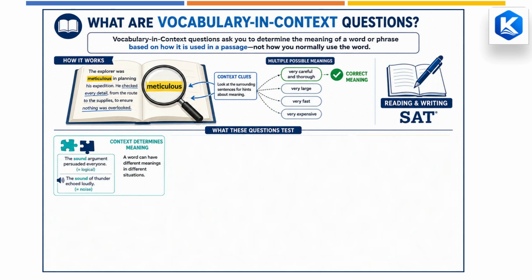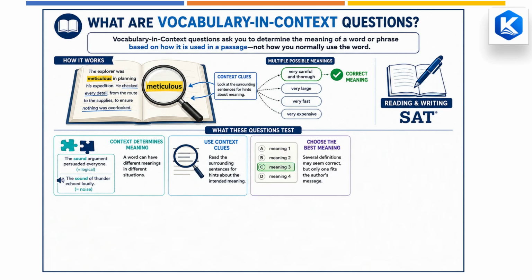Vocabulary in context questions test several important reading skills. First, they test whether you understand that context shapes meaning. Second, they test whether you can use the surrounding sentences as clues to figure out what the author intends. Third, they check whether you can distinguish between multiple possible meanings of the same word. And finally, they test whether you recognize when familiar words are being used in unfamiliar ways.